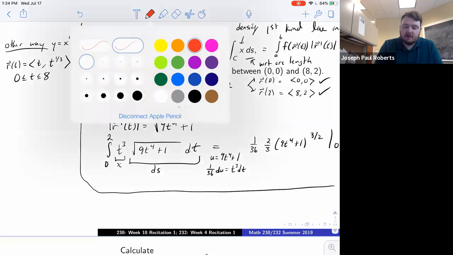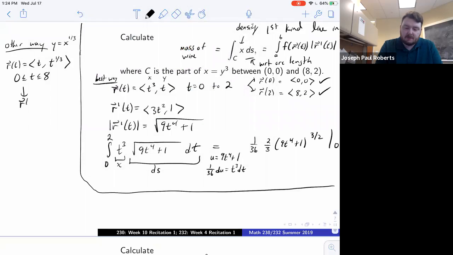And so if you do that over here, notice that r of 0 is 0, 0, and then r of 8 is 8 comma cube root of 8, which is 2. So there we go. Like I said, there's no single correct answer, but your bounds and your parameterization have to be compatible to give you the piece of the curve that we're talking about. Okay, so anyway, let's continue setting this up.